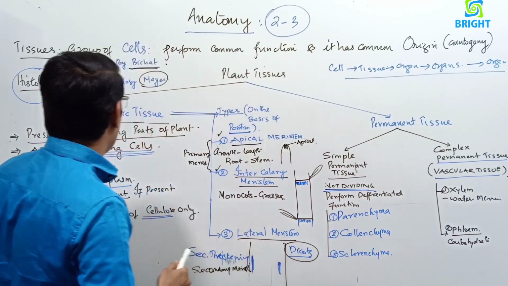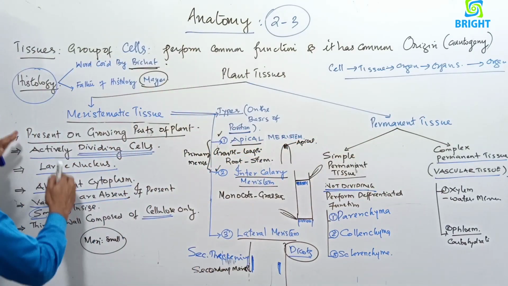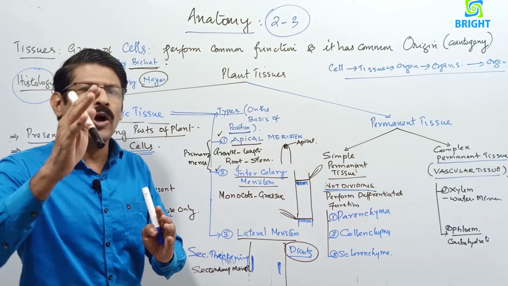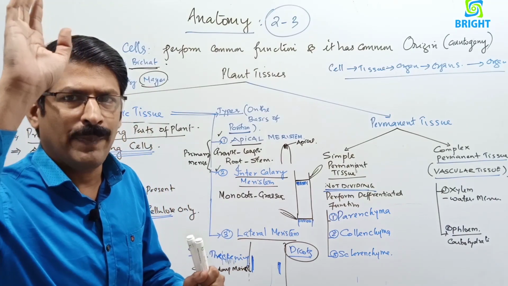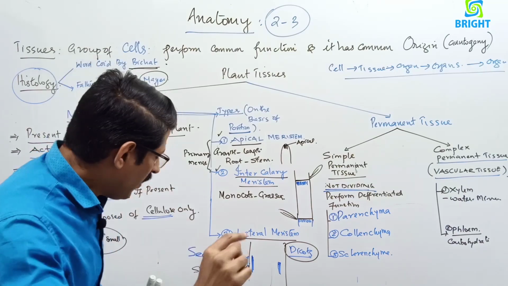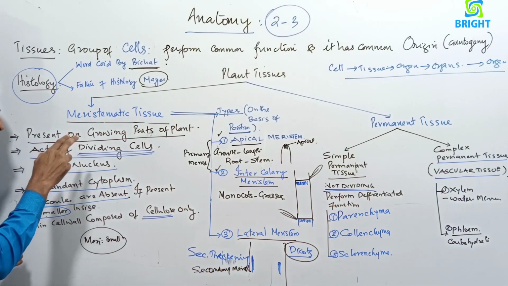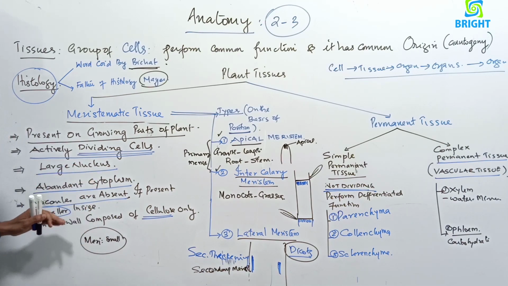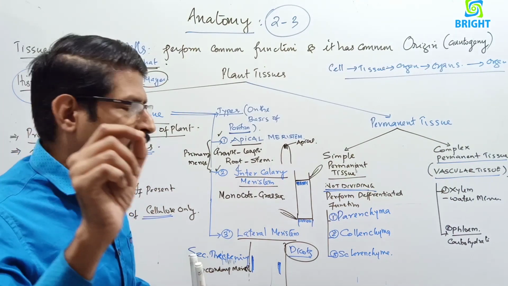Plant tissue can be divided into meristematic tissue and permanent tissue. What are the characteristics of meristematic tissue? Meristematic tissues are present only in the growing part of the plant. Mechanical strength is not provided by the meristematic tissue. They are very soft, and the cell wall is composed of only cellulose. They are actively dividing cells with a large, well-developed nucleus and abundant cytoplasm, and vacuoles are totally absent. If present, the vacuole must be small.